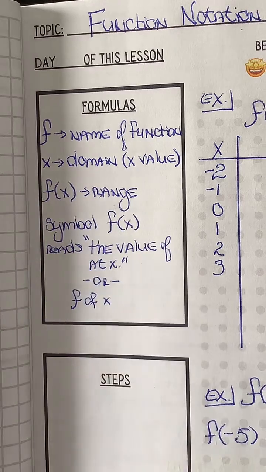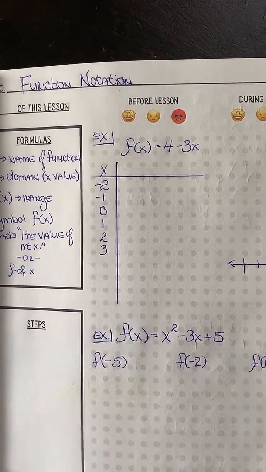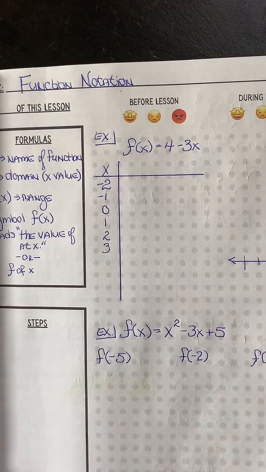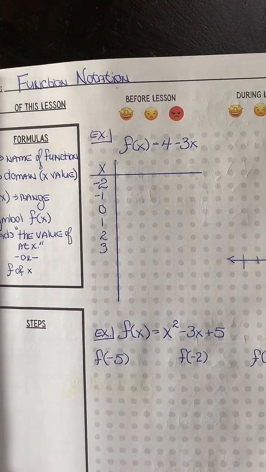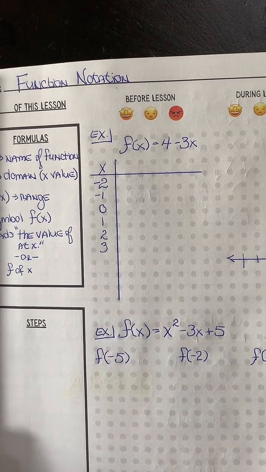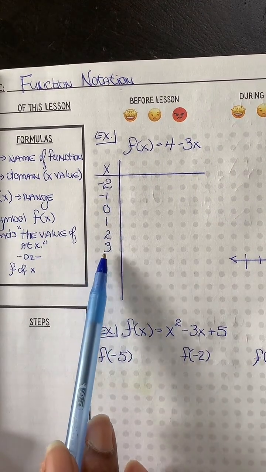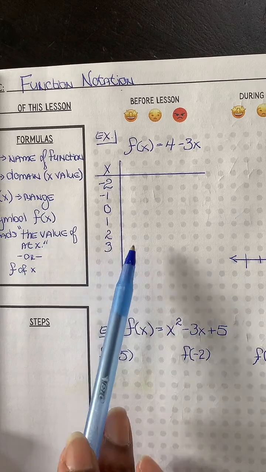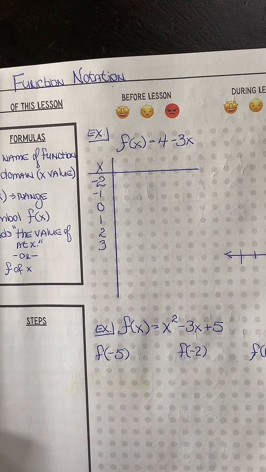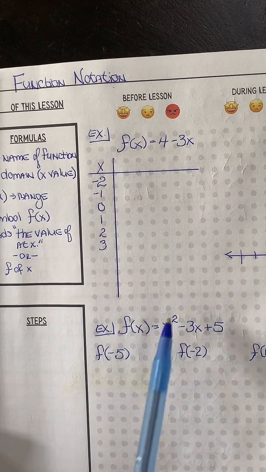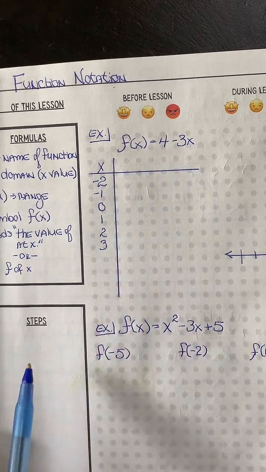So in order for us to do this, we need to take a look at the function. This is the first one. We have f of x is equal to 4 minus 3x. So we are getting some values of x. Sometimes they will give you the values of x and ask you to find what the y values are. Basically, you're finding ordered pairs. Okay, so you're finding points that are on the graph.